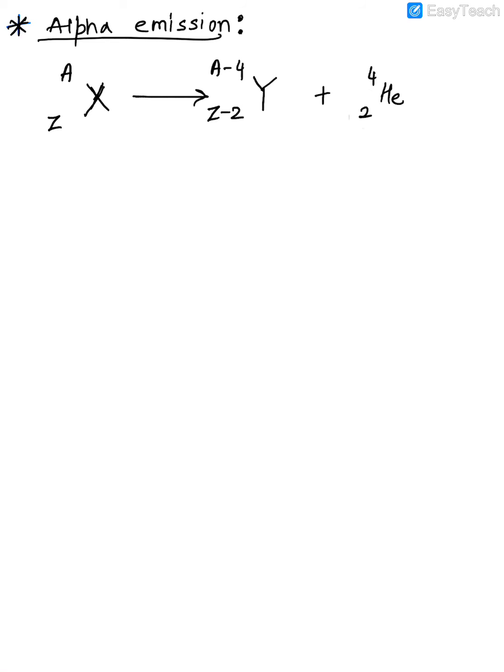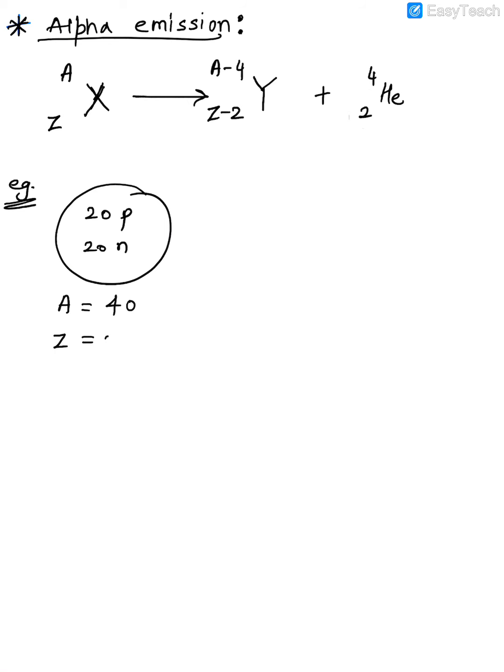Next, I'll give you another example. Say we have 20 protons and 20 neutrons. So what is the atomic mass? 40. What is the atomic number? 20. Out of this, it is giving out 2 protons and 2 neutrons. It means its atomic mass is 4 and atomic number is 2.